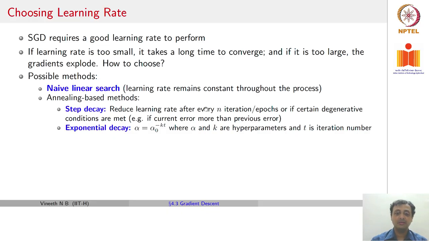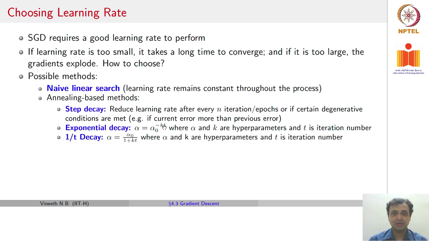In exponential decay, you set an initial learning rate called alpha naught, and then alpha is equal to alpha naught e to the power minus kt, where alpha naught and k are hyperparameters and t is the iteration number. So you start with the learning rate alpha naught and keep progressively reducing it exponentially over every few iterations. Because t is an iteration number here, as the iteration number increases, the learning rate automatically starts falling down.